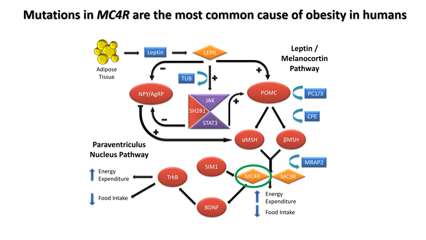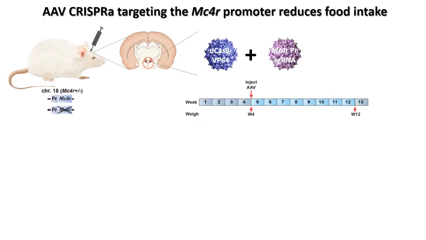If we go back to the 1 percentile population of BMI and sequence it, about 5% of them will have mutations in MC4R, and a lot of these mutations are loss of function that lead to haploinsufficiency. So we got hold of MC4R heterozygous mice that also become extremely obese. We made guides that target the MC4R promoter and injected them at 4 weeks of age and similar weight, and looked at 8 weeks to see how much weight these mice gain.